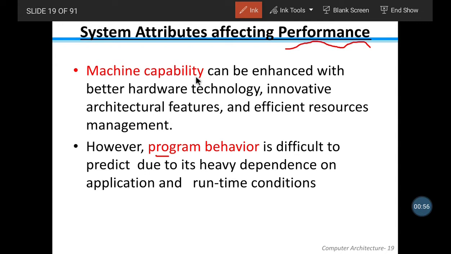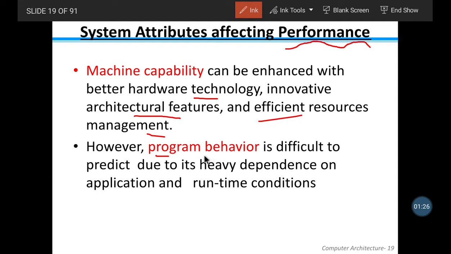So machine capability can be enhanced with better hardware technology, innovative architectural features, and efficient resource management. Okay, so it can be enhanced with better hardware technology, innovative architectural features, and efficient resource management. Okay, so by doing this we can achieve better performance of the machine.